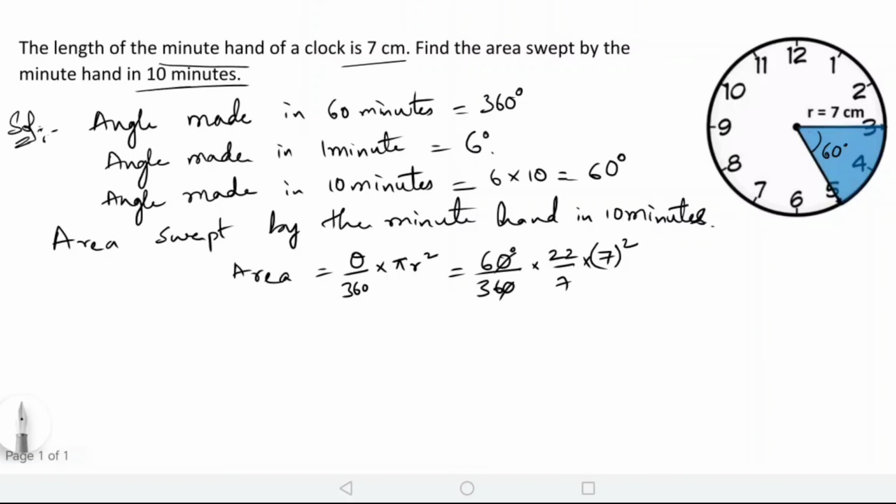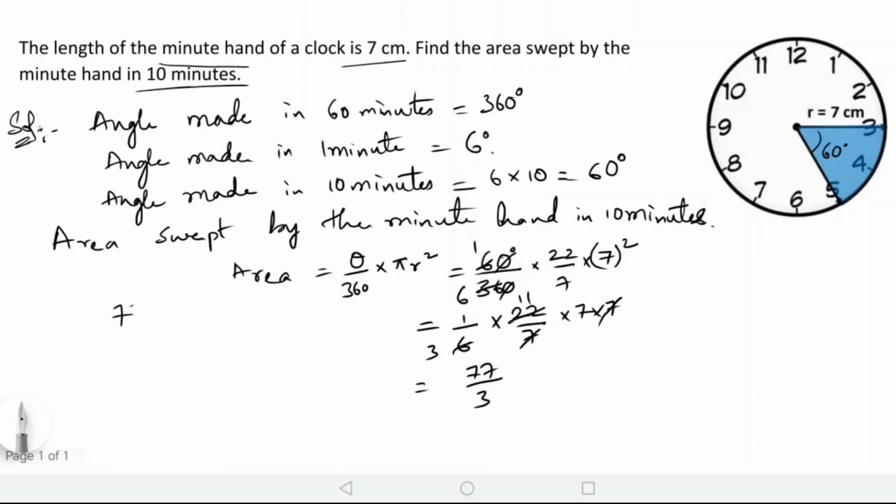Zeros cancel. 6 ones are 6, 6 sixes are 36. So 1 upon 6 into 22 by 7 into 7 into 7. 7 7 cancel. 2 3s are 6, 2 11s are 22. So 11 into 7 is 77 by 3.